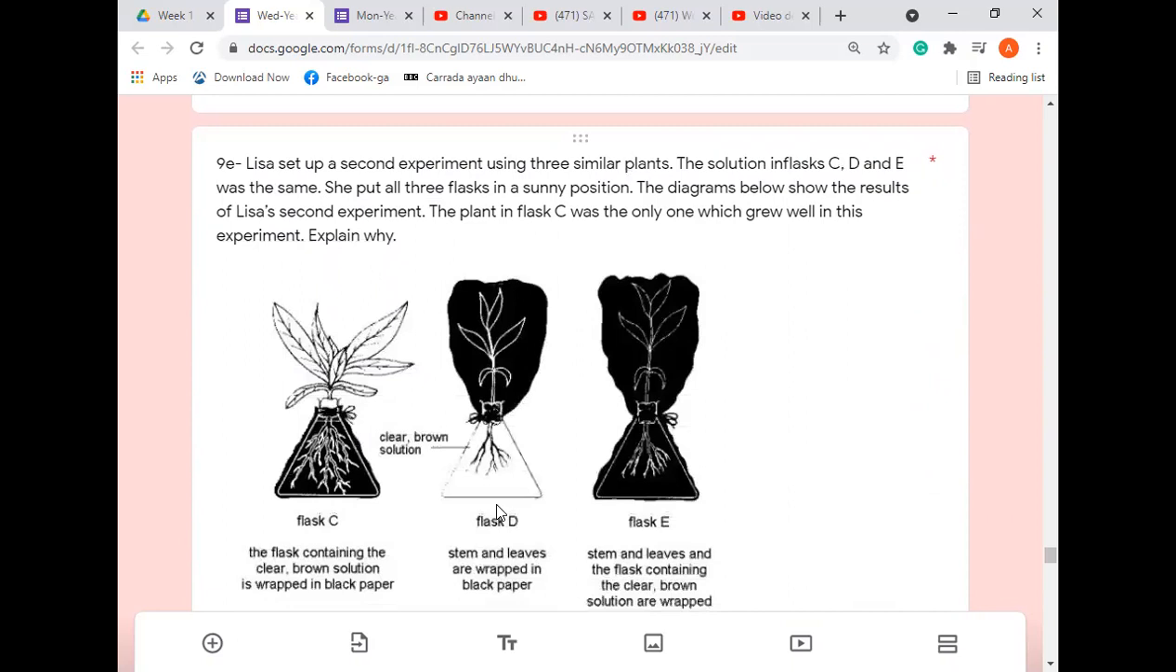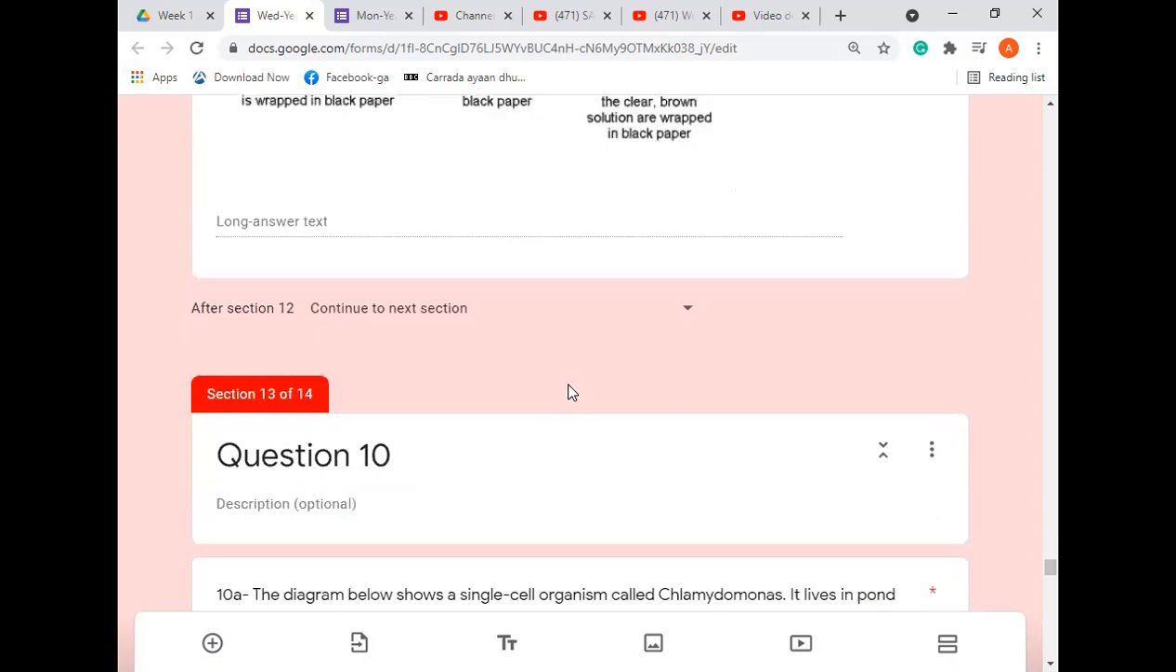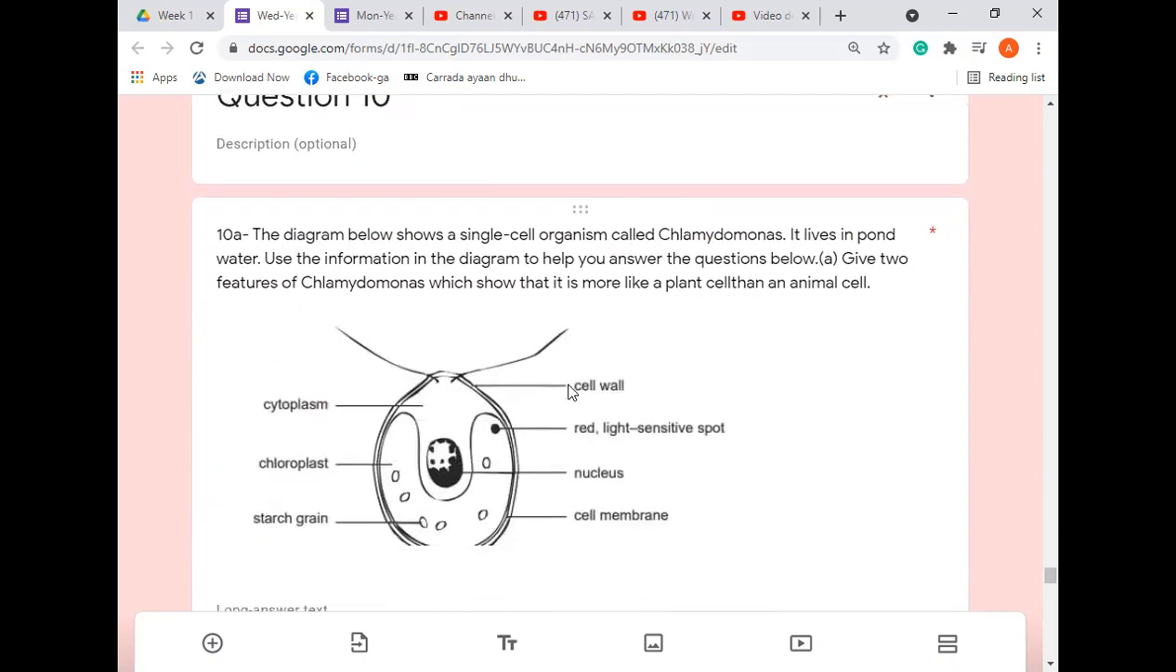And question 9e, you have this information. So Lizzie said, I have a second experiment using three similar plants. The solution in flask C, D, or E was the same. So then after, the question says.